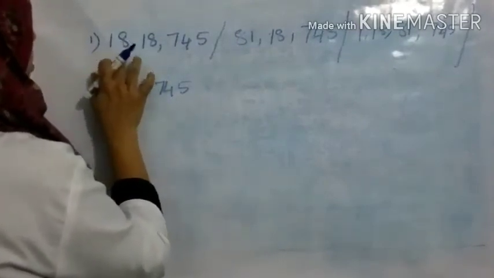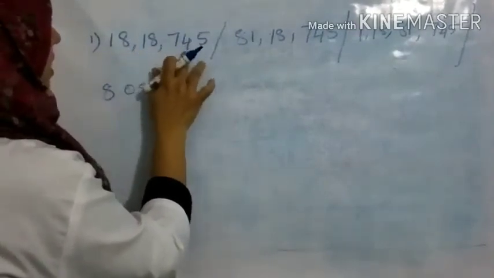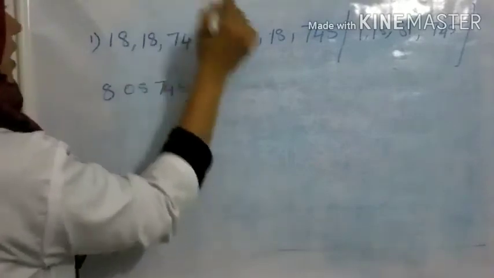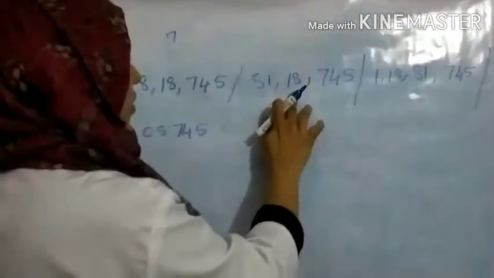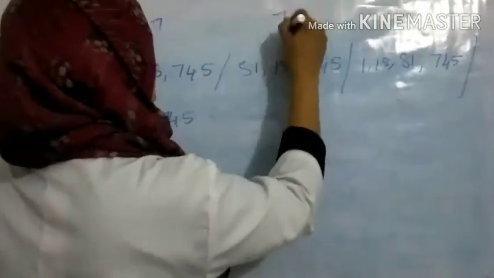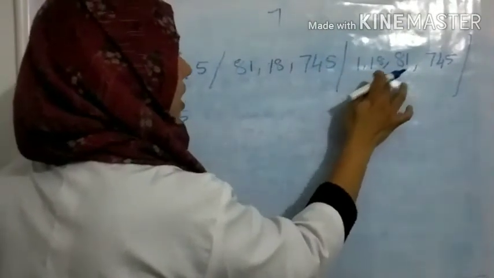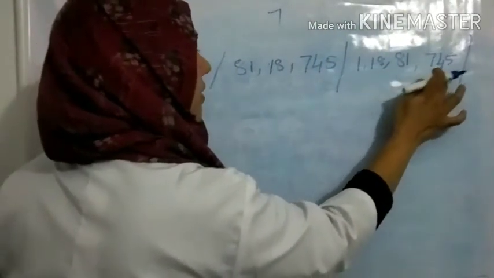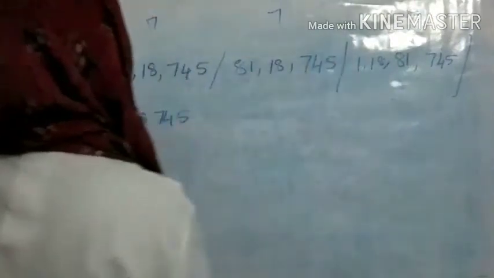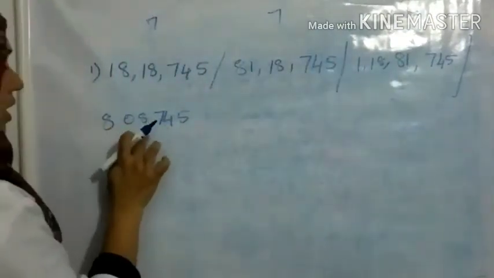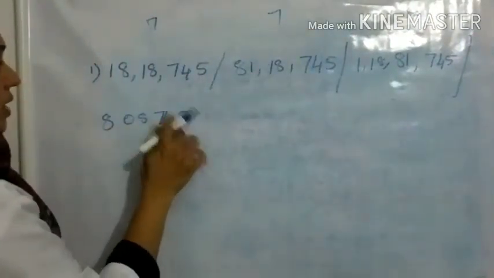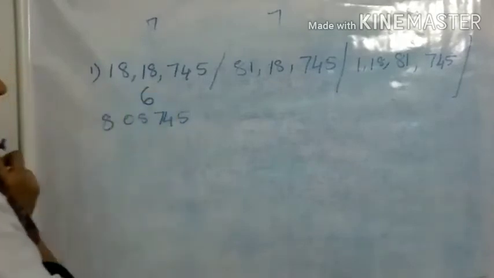First one: 1, 2, 3, 4, 5, 6, 7. This one is 7 digits. This also has 7 digits. Next: 1, 2, 3, 4, 5, 6, 7, 8. This one is 8 digits. Then 1, 2, 3, 4, 5, 6. This one is 6 digits.